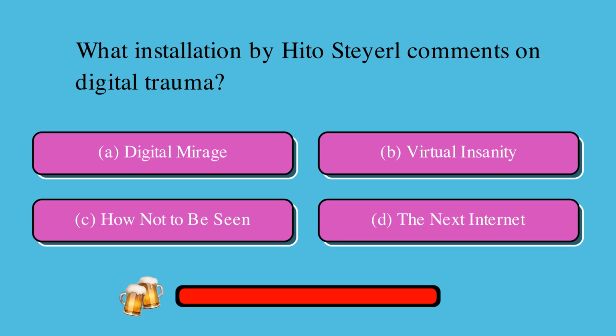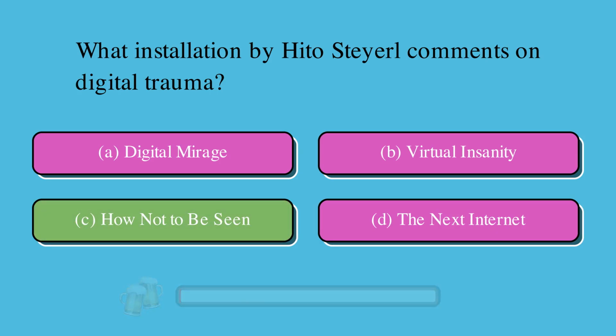What installation by Hito Steyerl comments on digital trauma? Is it A. Digital Mirage, B. Virtual Insanity, C. How Not to Be Seen, or D. The Next Internet? The correct answer is C. How Not to Be Seen.